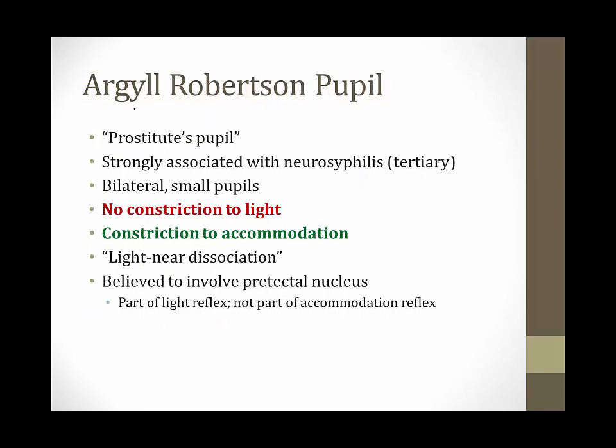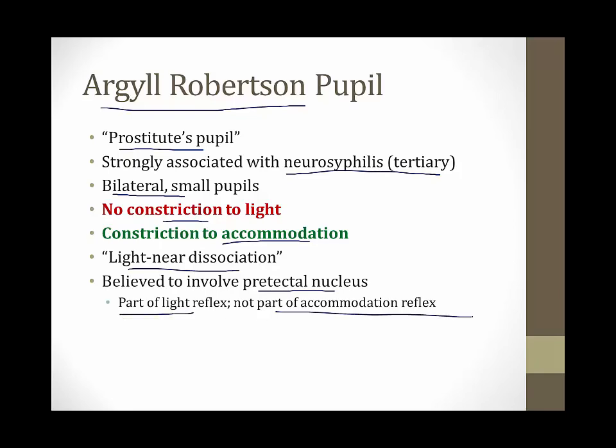One clinical correlation of the accommodation reflex that you should know for your boards is the Argyll Robertson pupil, which is also known as a prostitute's pupil, because this finding in the pupils is strongly associated with neurosyphilis or tertiary syphilis. Patients who have Argyll Robertson pupils have small bilateral pupils that do not constrict to light, but do constrict when the accommodation reflex is tested. This is known as light-near dissociation. This is believed to happen because tertiary syphilis can involve the pretectal nucleus, which is part of the light reflex but not part of the accommodation reflex.